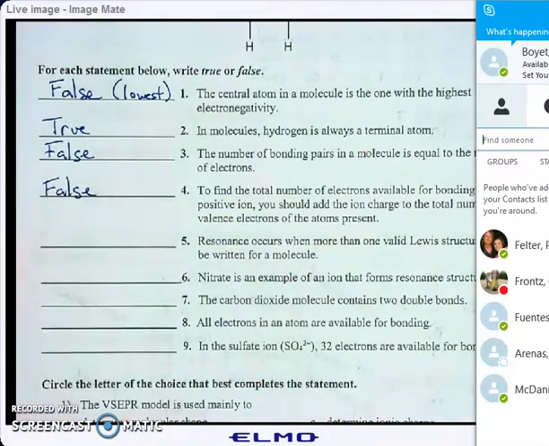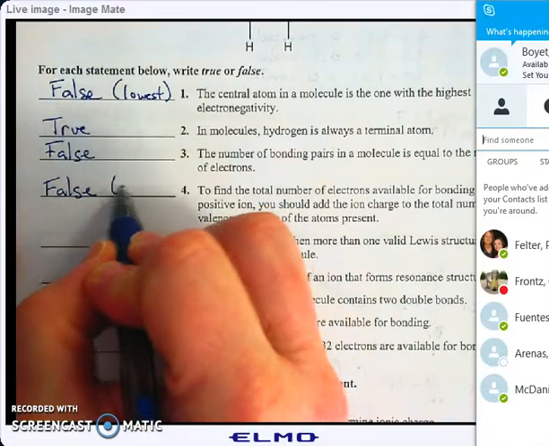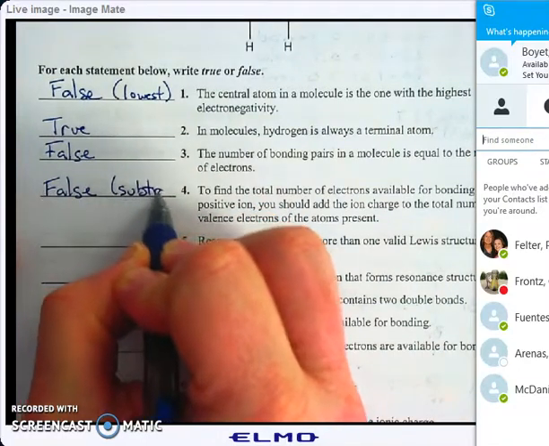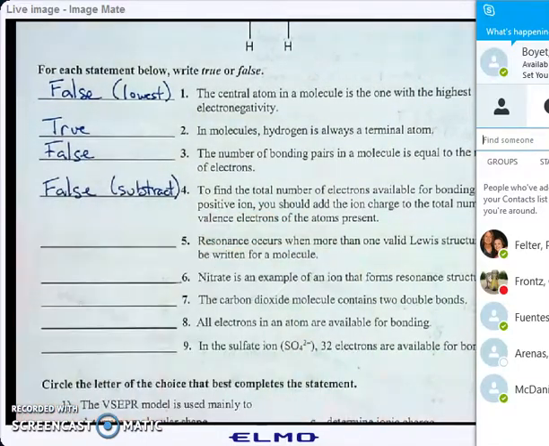False. With polyatomic ions, they have a charge, positive or negative. So if it's a positive ion, did it gain or lose electrons? It lost electrons, so you actually would have to subtract from your available. Next.